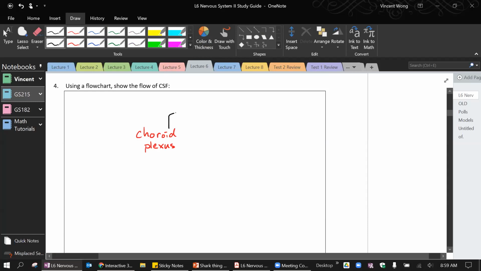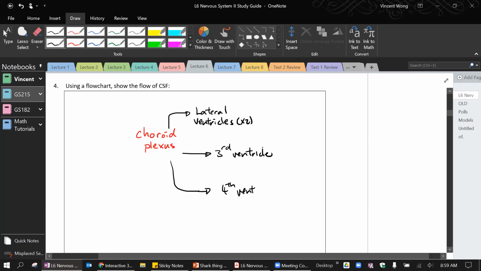Okay, so I'm gonna draw an arrow here. We're gonna say lateral ventricle. Okay, remember you have two of them, and I'm gonna say third ventricle. And I'm gonna say fourth ventricle. All right, so give you a moment to write that down.